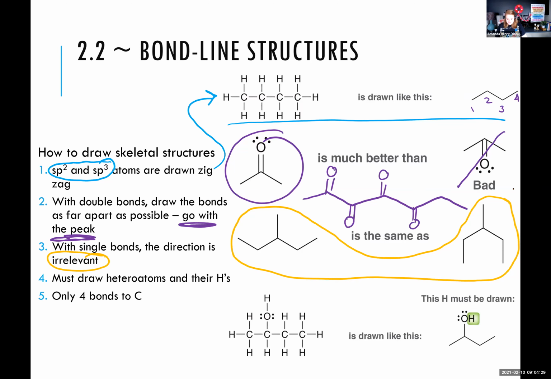The reason why they're the same is because single bonds have free rotation. So we could rotate those bonds around and have them pointing in a different position. It's like saying that if I put my arms up here or I put my arms down here, I'm still the same person and they're still my arms. They have free rotation, so I can put them in different locations.